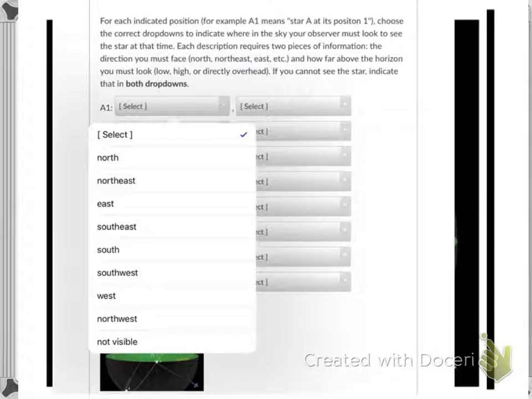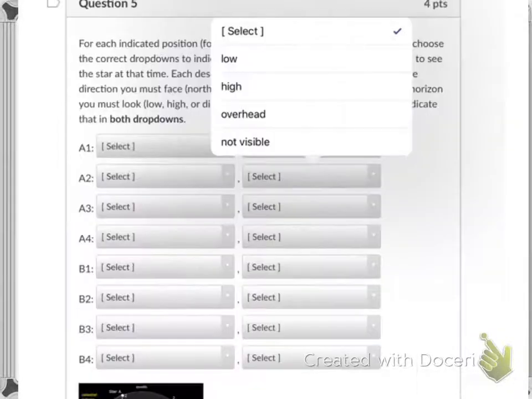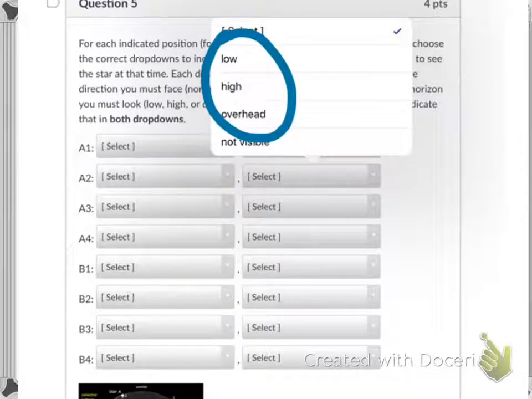One drop down has to do with which direction you would have to look in order to see star A at a particular time. And so you notice you have all these different options: north, northeast, east, etc. The next column, the other drop down, has to do with how high you would have to be looking. Would you have to be looking low, high? Would you have to be looking directly overhead, or is the star not visible?